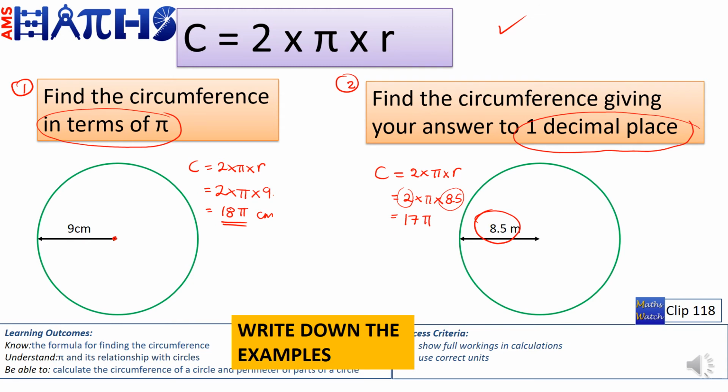So it therefore means we need to press the SD button on our calculator to get the decimal answer. So let me do that. Pi. And when I get that done in my calculator, it's 53.407. It keeps going, but we need one decimal place, so we just round it off to 53.4 centimeters.